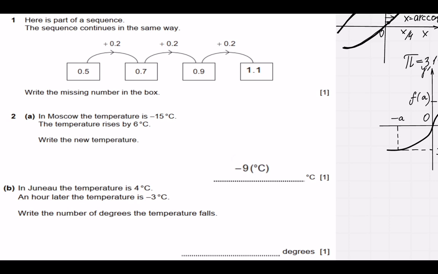In January, the temperature is 4. An hour later, the temperature is -3. From 4 to -3, what is the difference? What is the number of degrees the temperature falls? The difference between the two numbers. Remember, when we are talking about difference or the amount of change in the temperature, this couldn't be a negative number. From 4 to -3, we just count the numbers in between, which will be 7 degrees.